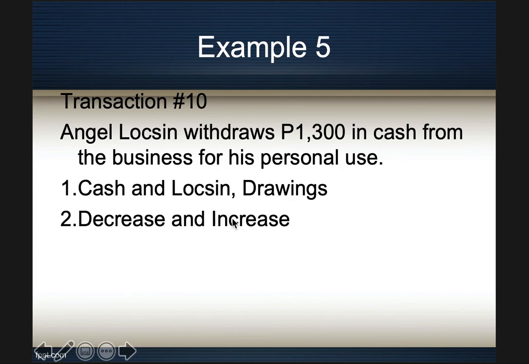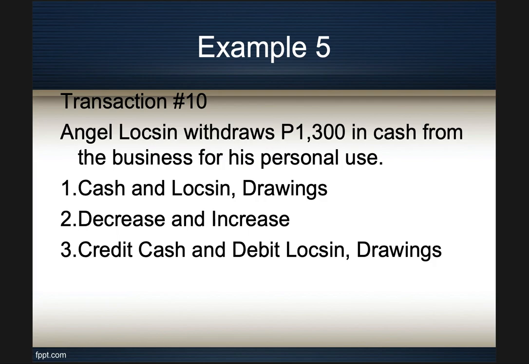Now applying the rules for debit and credit, what are we going to do with a decrease in cash? Before, our examples were more on increase in cash. So now using the normal balance idea, the normal balance for cash is debit. So when a decrease happens, you should record that in credit. So you have to credit cash, and for the other account, you have to debit drawings.